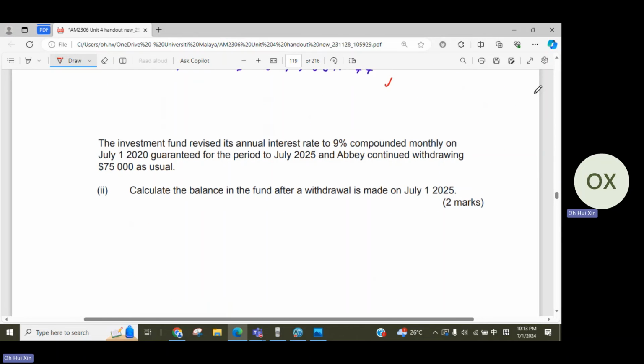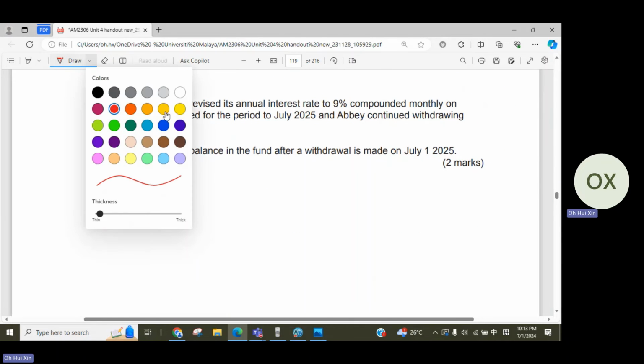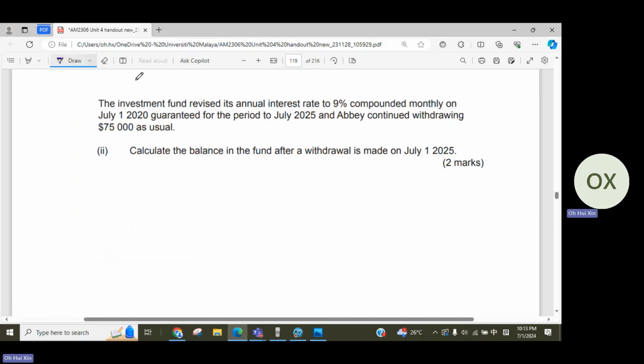Okay, so part 2, the investment funds revise the annual interest rate to 9% compounding monthly on July 1st, 2020, guarantee for the period to July 2025, and Abby continue withdrawing 75,000 as usual. So calculate the balance in the fund after the withdrawal is made on July 1st, 2025.